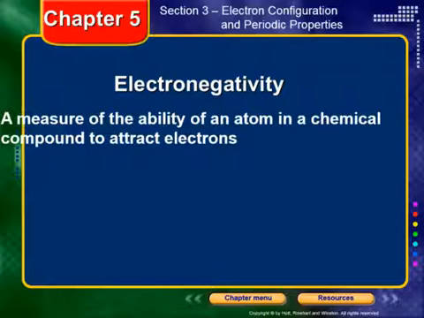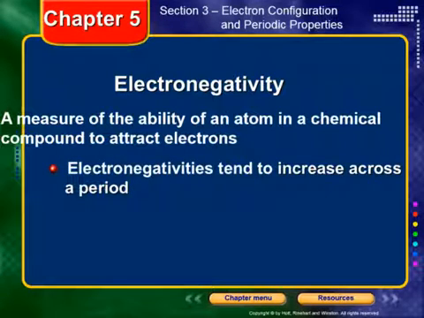The last trend, electronegativity. This is going to be a huge one for the rest of this course. Electronegativity is the measure of the ability of an atom in a chemical compound to attract electrons. Attracting electrons that aren't already in its own atom. Okay, attraction to electrons outside of its own atom, which is also going to be relative to the overall attraction force that the electrons in that atom are feeling all the time.